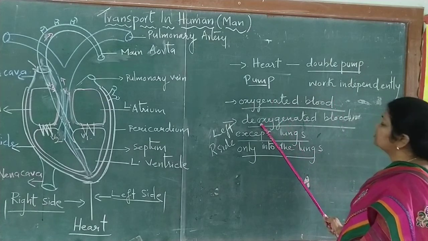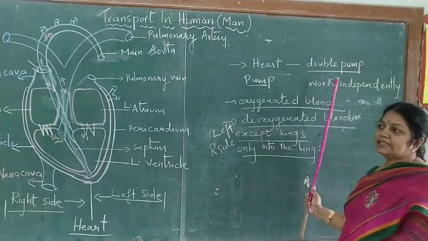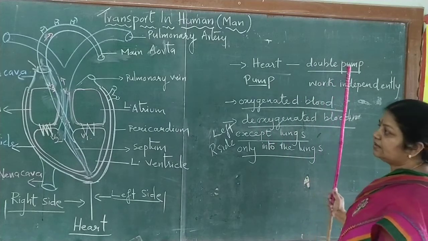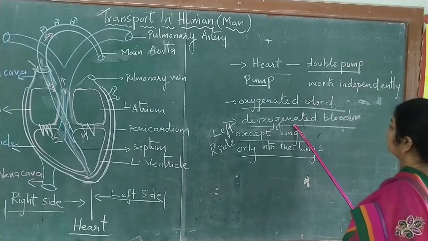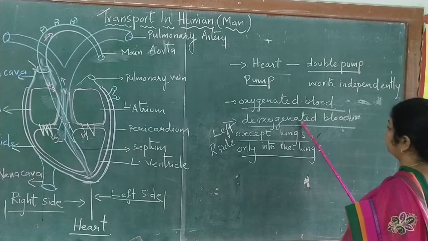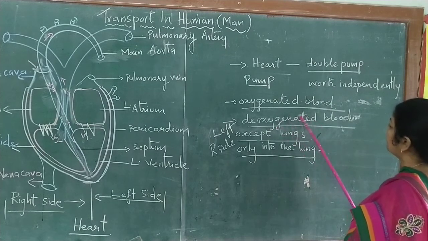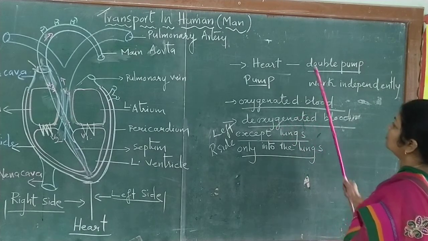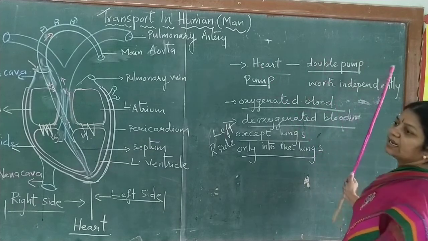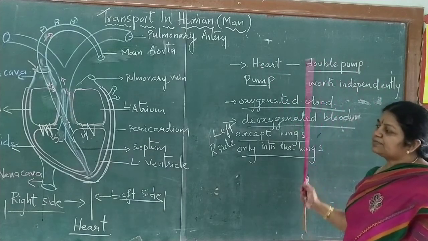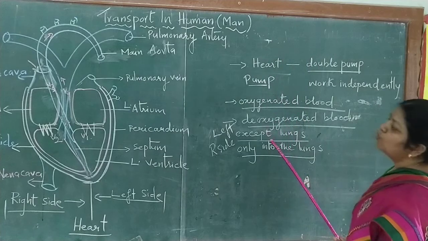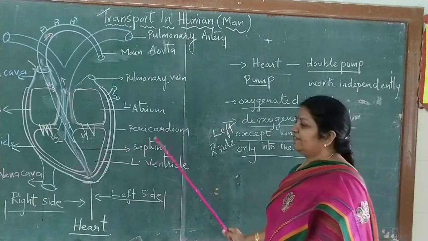So here, deoxygenated blood means the blood carrying carbon dioxide, which is gathered from all the body parts and procured by the blood, called deoxygenated blood. So the heart will be working as a double pump. That is, the heart is divided into two parts, right side and left side.